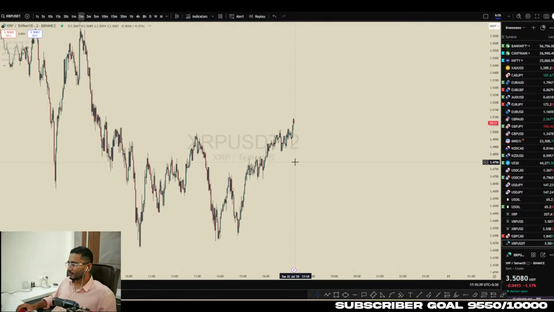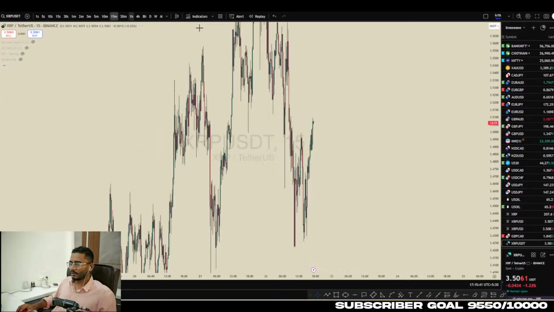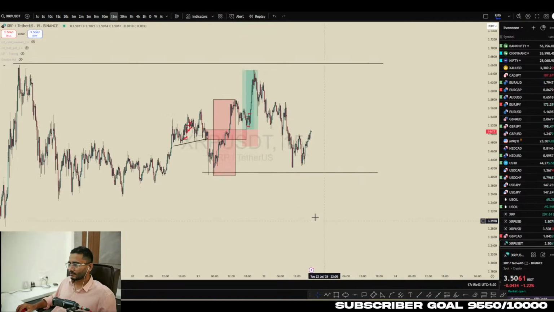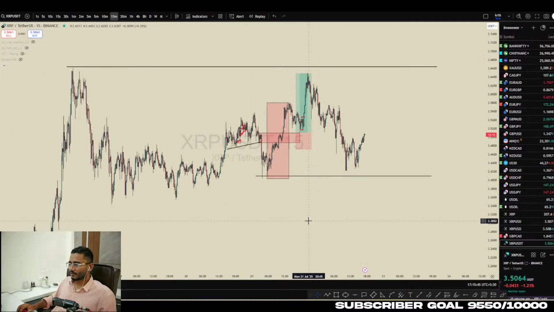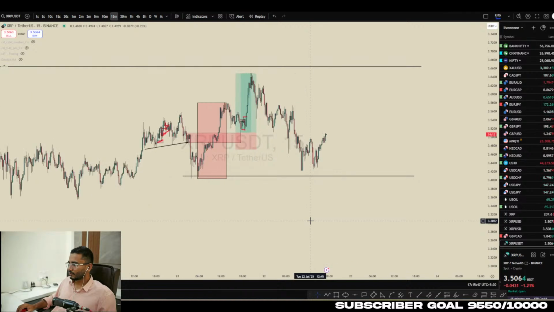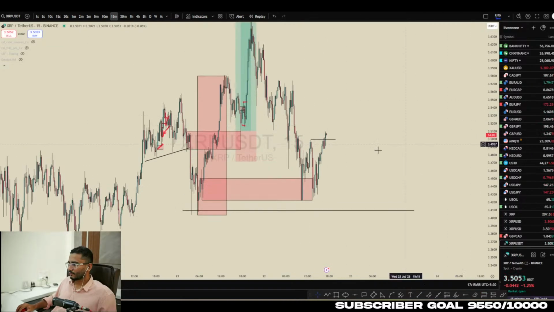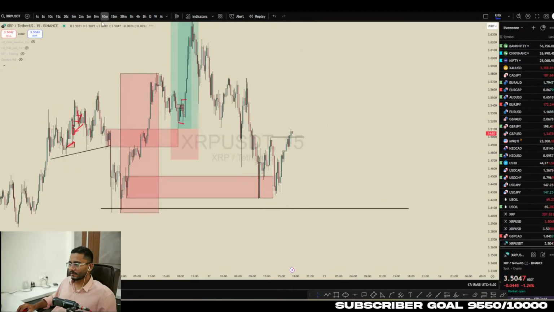XRP USDT also, yesterday I gave a hit of take profit. Today also I'm looking for a buy side setup. Price has broken the structure to the upside.